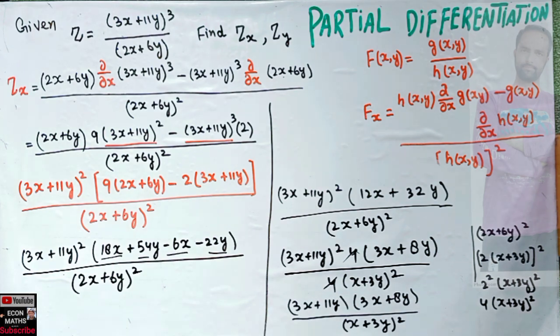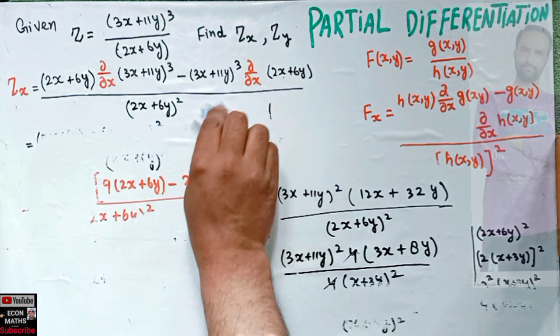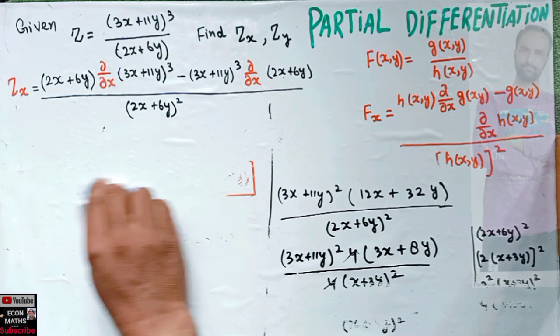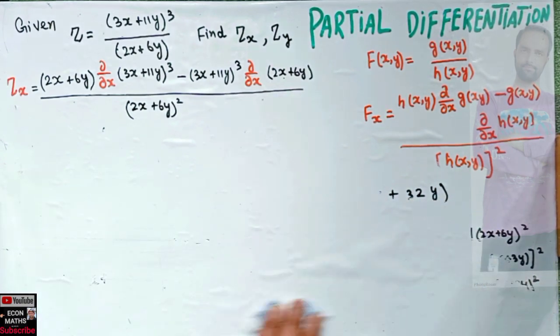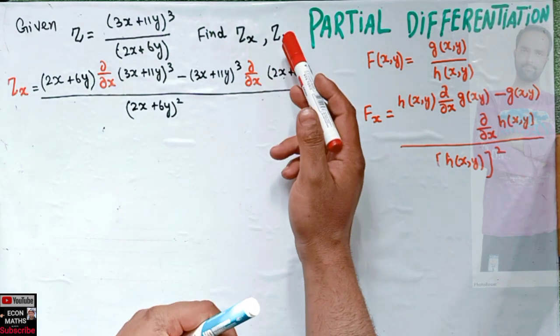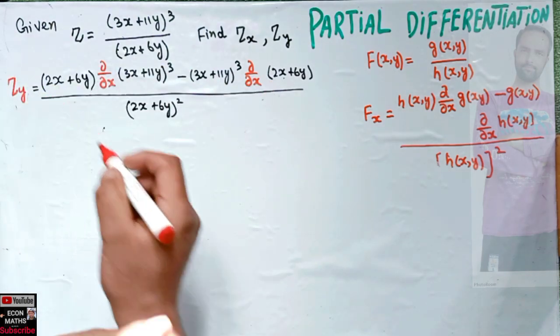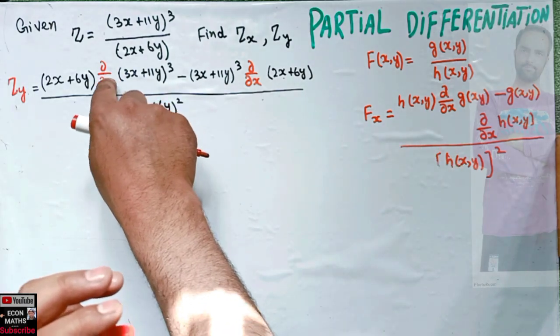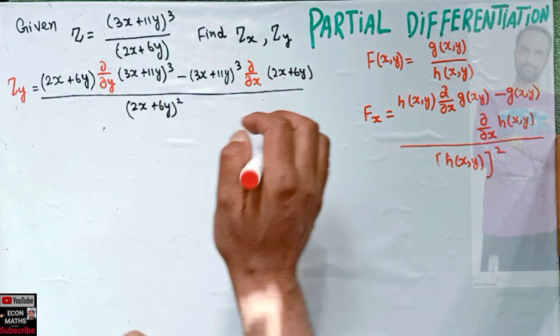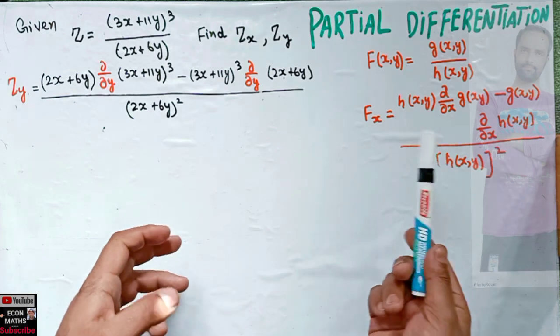Similarly we can find out zy. Okay, let me try to find out zy also. For that I have to rub this out. So let us write it here. Now we need to find out z subscript y. That means the partial derivative of this function with respect to y. So this will remain the same, but we have to take the partial derivative with respect to y this time. Okay, simple stuff.